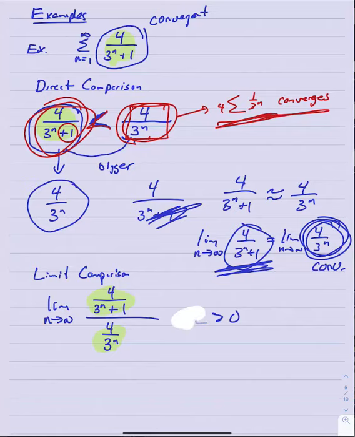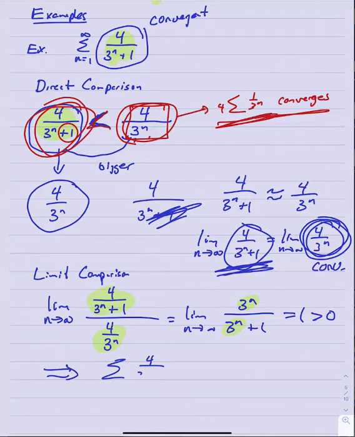Okay, now of course when I take this limit, what do I get? I get the limit as n goes to infinity. The 4s cancel out and I get 3 to the n over 3 to the n plus 1. And of course I can see right away that with these both being 3 to the n, that limit's going to be 1. And that is a finite positive limit. That tells me that this series, 4 over 3 to the n plus 1, behaves the same as the series 4 over 3 to the n, which is convergent.